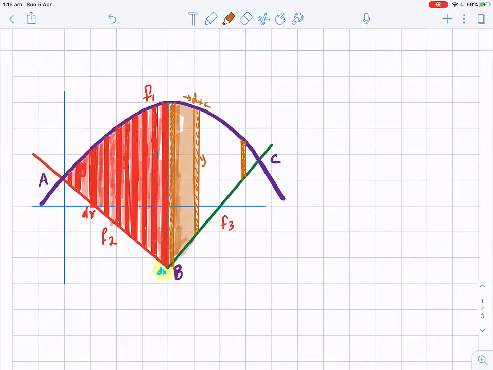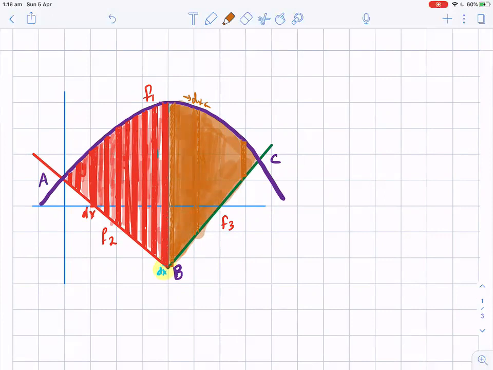So the brown area is between the curve and F3, and the red area is between the curve and F2. Well, it's not very neat, but this is just to explain the idea. I'm not very good at drawing.